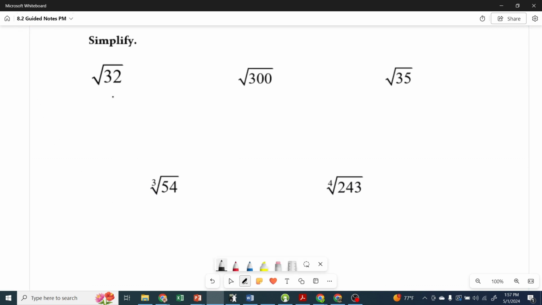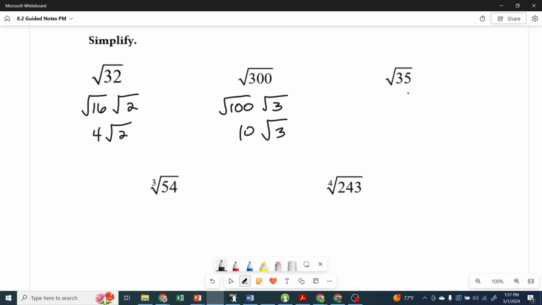So these are pretty basic problems, right? This is similar to the problem we did yesterday, where I can look at this and say this is equal to the square root of 16 times the square root of 2. So that's 4 times the square root of 2. The perfect square 16 goes into 32. Perfect square that goes into 300 would be 100 times the square root of 3. So that would just simplify to 10 square root of 3.